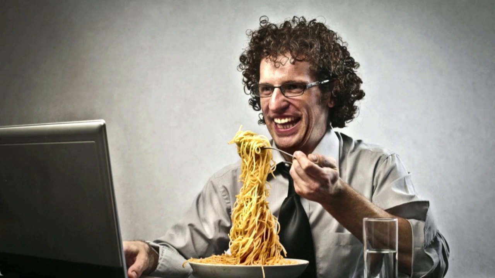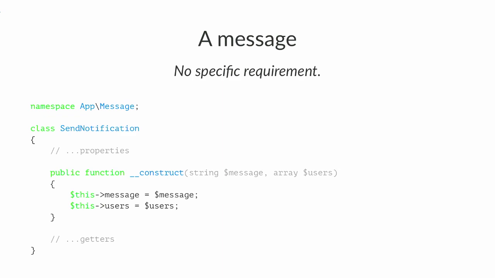So what we're going to do is go through code examples of how you, as a developer, from the user-land perspective, can create your messages, create your handlers, and use them. The first example is going to be a simple message. For example, send notification. Your application wants to send a notification, regardless of how, with a given message to a set of users.